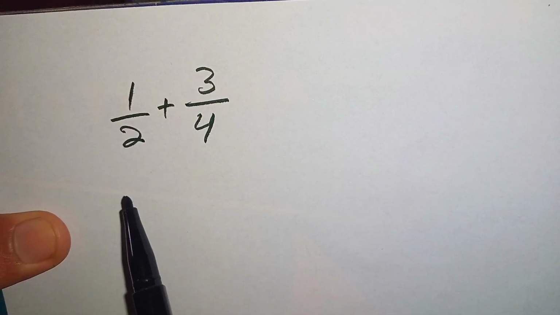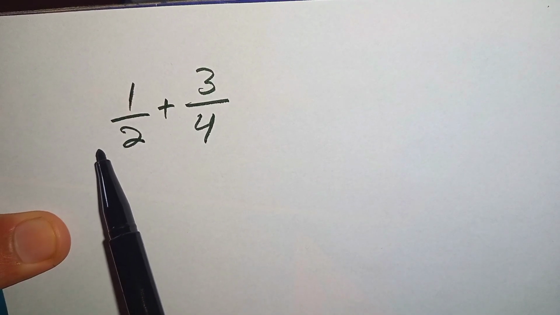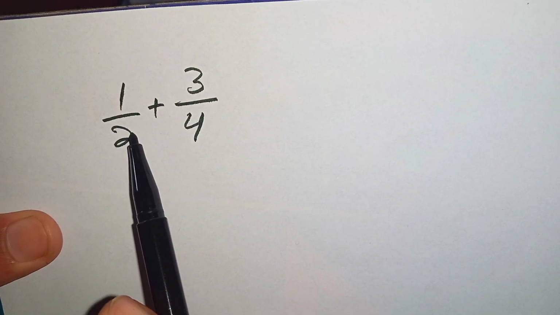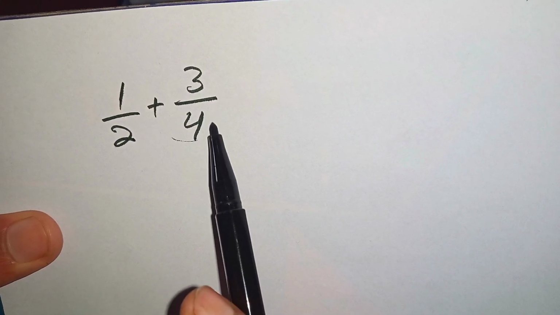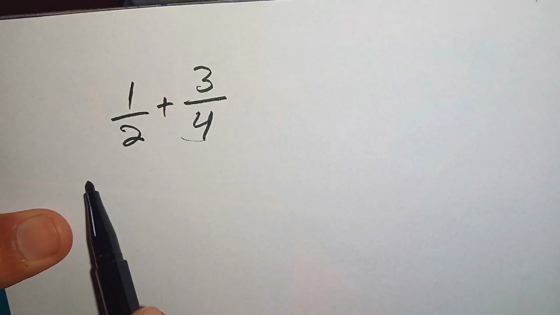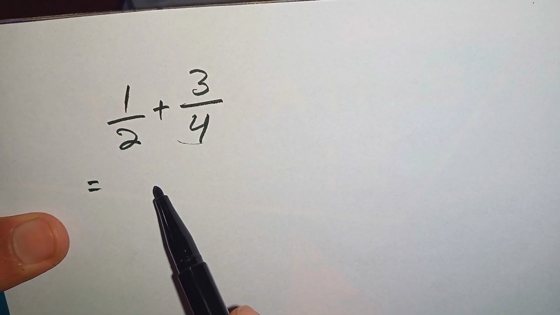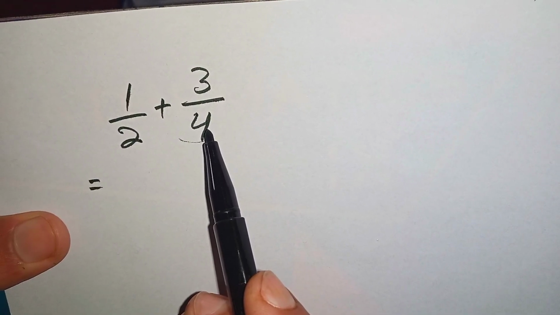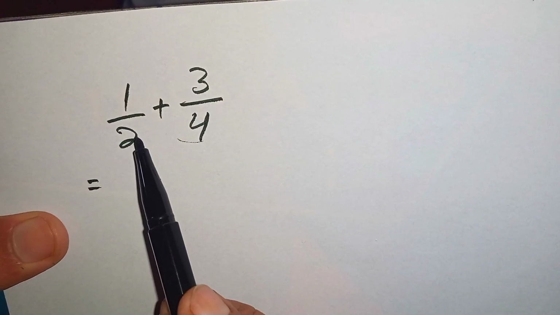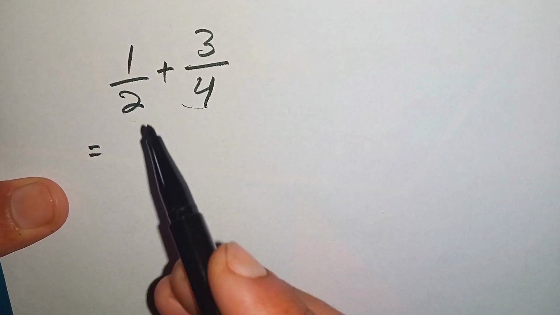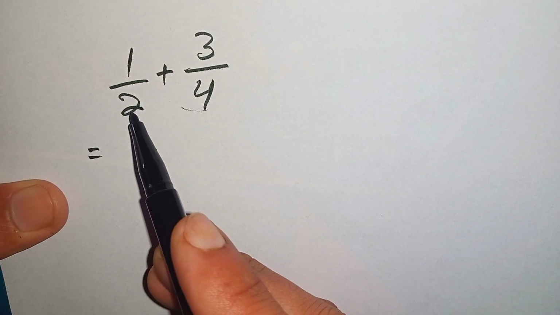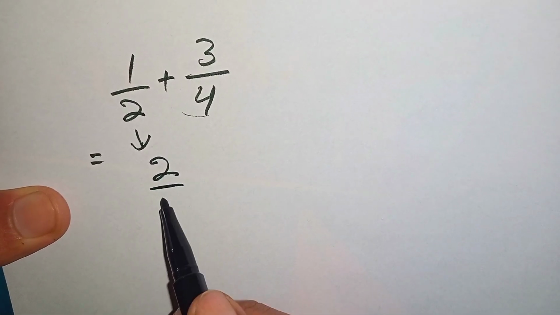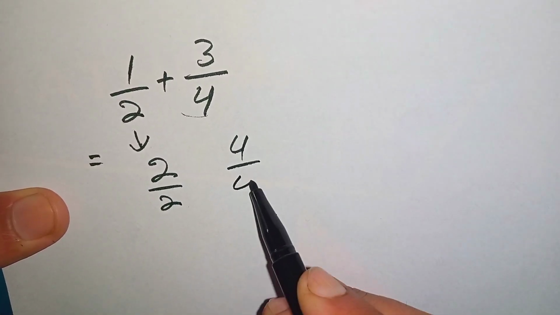Now we are adding another unlike fraction, which is 1 over 2 plus 3 over 4. Here we see that the denominator of this fraction is 2 and here the denominator is 4. So again we want to add both of these fractions, but the main problem is that the denominators are different. So we have to make both of the denominators the same. To do that, we make the numerator and denominator from the denominator. So write 2 as 2 over 2 and 4 as 4 over 4.